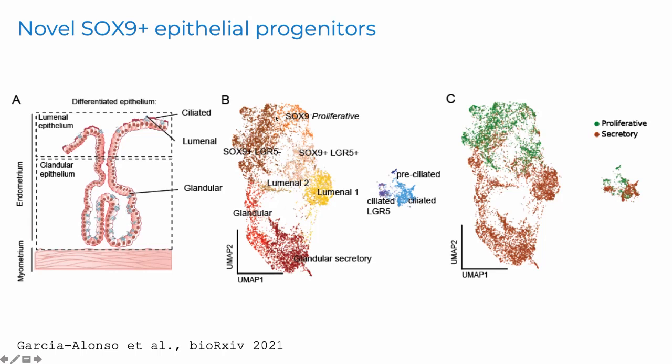This tissue changes a lot during the proliferative and secretory phase. And as you can see, the composition is changing. In the proliferative phase, we have these SOX9 populations, which we define as 2 populations depending on the expression of LGR5. And then in the more secretory or differentiated phase, we have the luminal, the glandular secretory, and the ciliated.